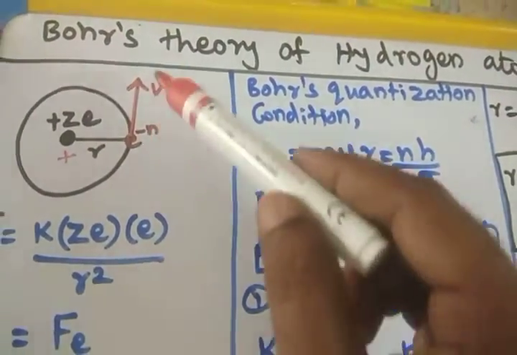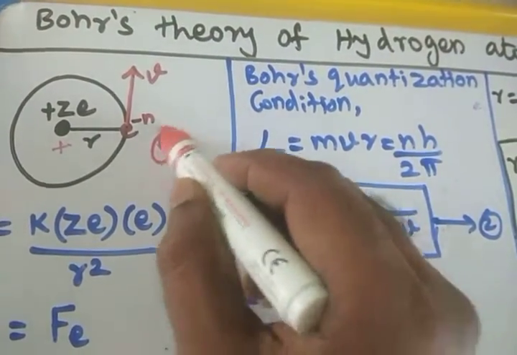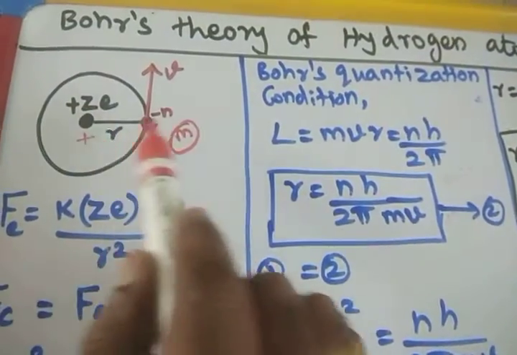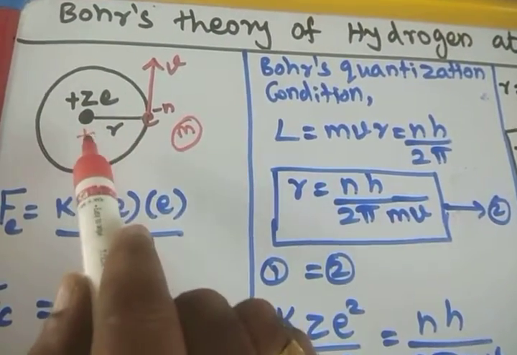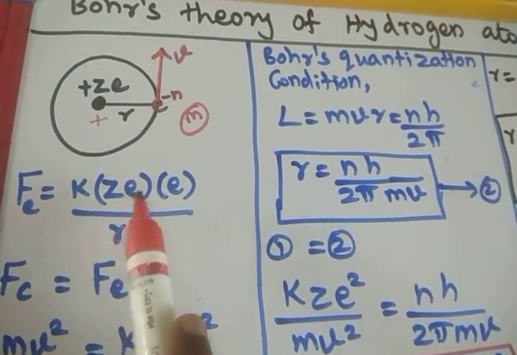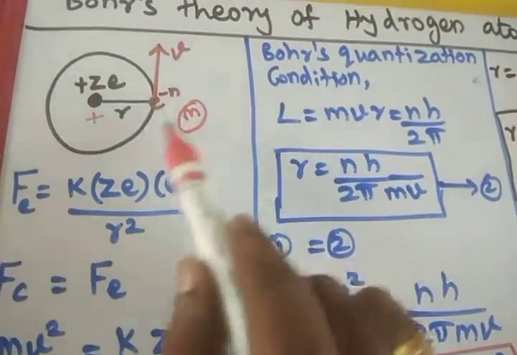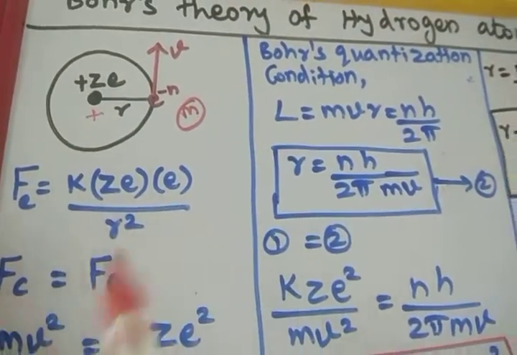The velocity of the electron is V. The mass of the electron is M. There will be a Coulomb force of attraction between the positive charge and the negative charge. So F is equal to K Q1 Q2 by R squared, where Q1 is the nucleus charge ZE and Q2 is the electron charge E, divided by R squared.